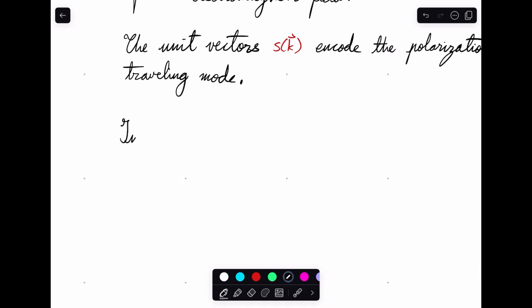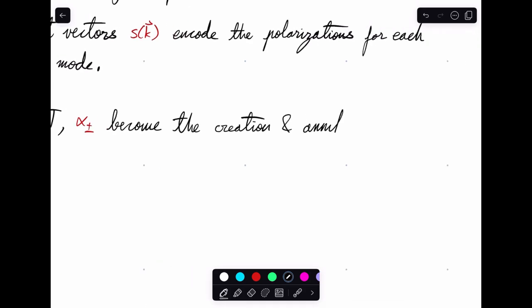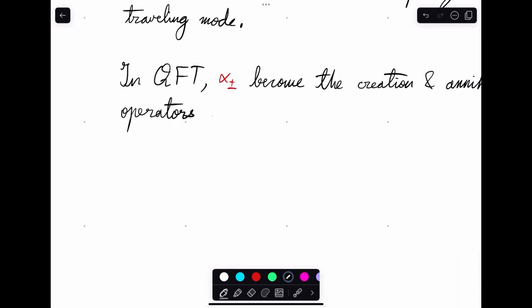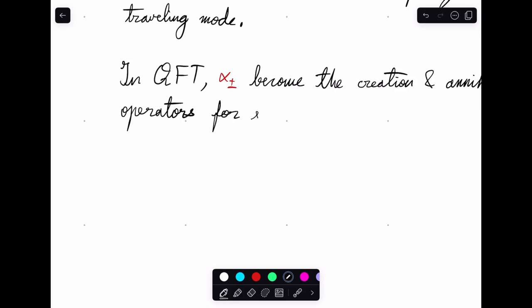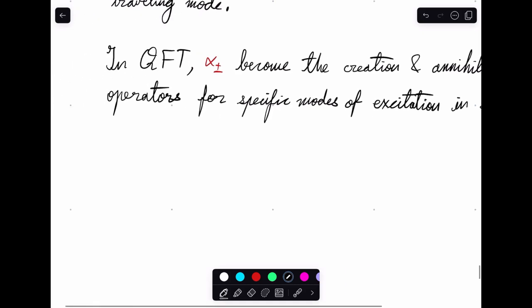And then in quantum field theory, in QFT, the alpha plus minus coefficients become the creation and annihilation operators, or specifically the field operators for specific modes of excitation in second quantization.